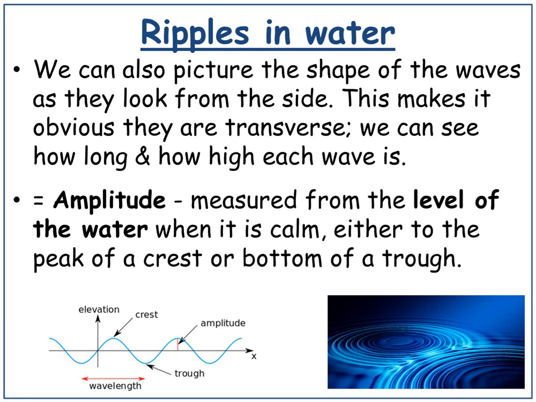We can also picture the shape of the waves as they look from the side, and this makes it obvious that they are transverse. We can see how long and how high each wave is. The amplitude is measured from the level of the water when it's still, so the amplitude is the height from when it is still. You can either measure it to the peak or to the trough.